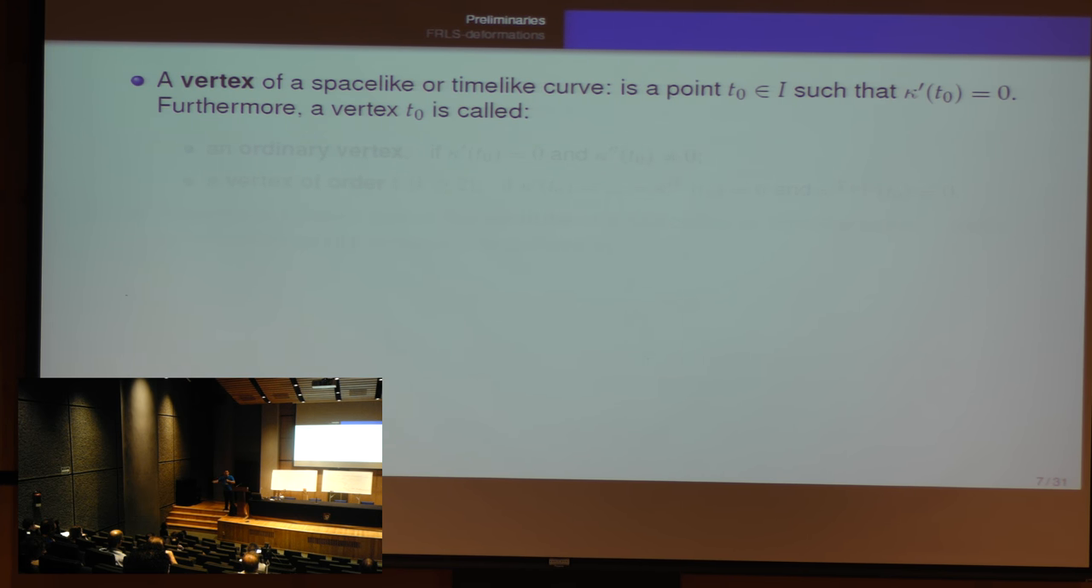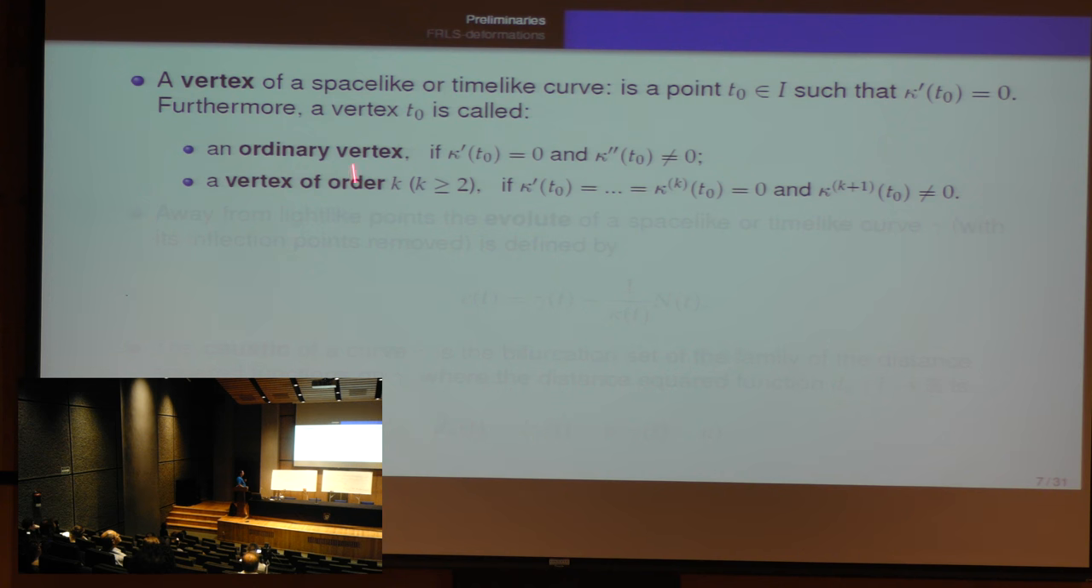of greater order, okay? And then here we define a vertex only for space-like and time-like curves as the zeros of the derivative of the curvature function. Here we also have two kinds of vertex: an ordinary vertex if this is satisfied, and a vertex of order k if this is satisfied. Okay? We have an important object related to vertices, that is the evolute.